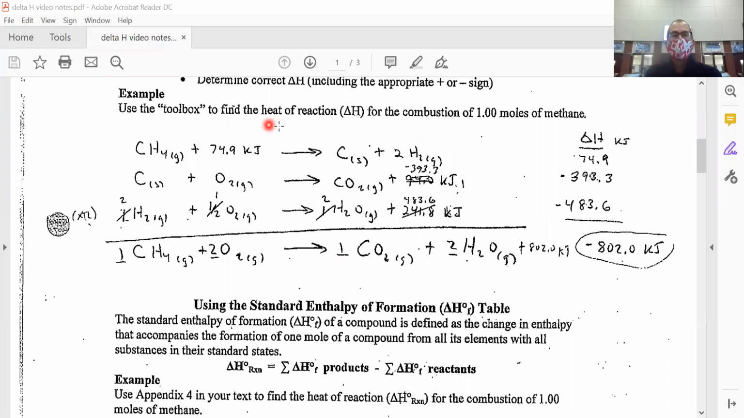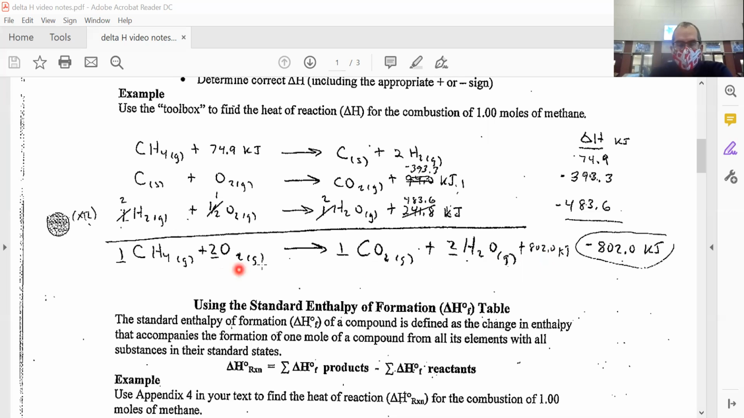Use the toolbox to find the heat of reaction, or delta H, for the combustion of 1 mole of methane. So first we have to know what methane is, which is CH4. We're burning it, so we're combining it with oxygen. The two main products you're going to get are CO2 and H2O. We're going to assume we get CO2 gas and H2O gas in this reaction here. All right, so now we have a balanced equation for this. I'm guessing it's going to be giving off energy, even though we have to spark it to get it going. It's a burning of a hydrocarbon, and it's going to overall be an exothermic process.